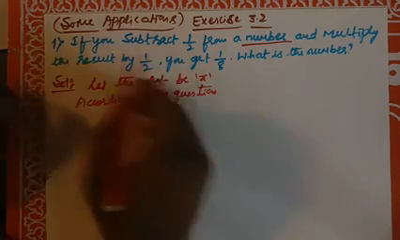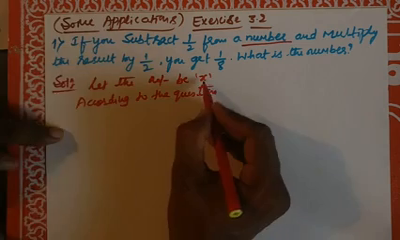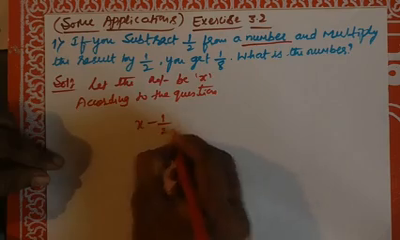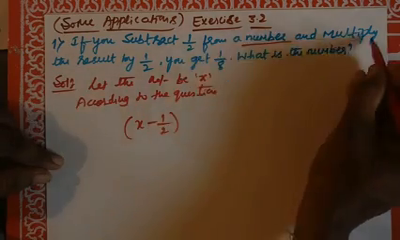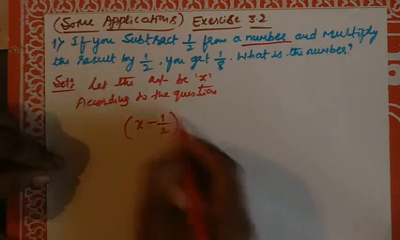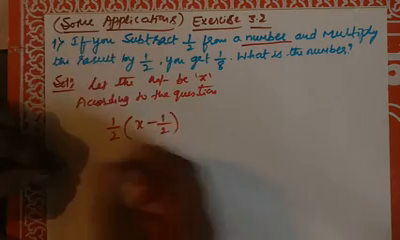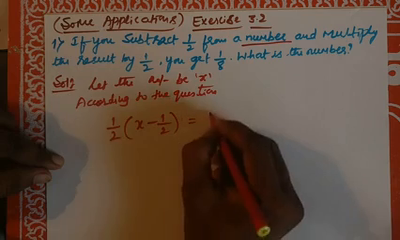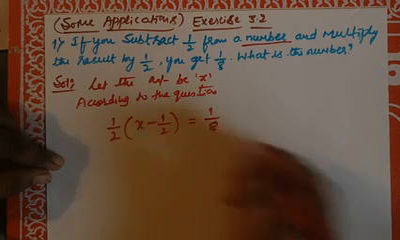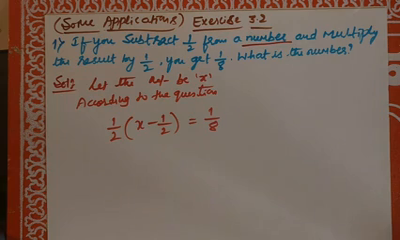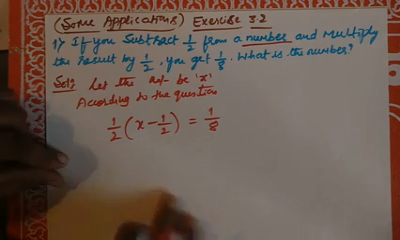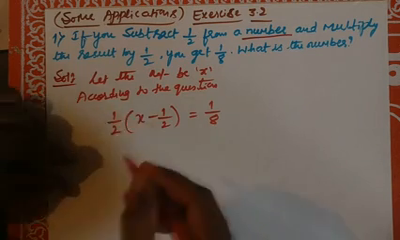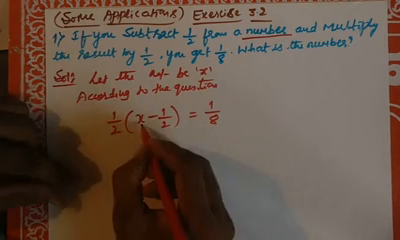if you subtract half from a number, what is the number? x. I subtract half from a number and multiply the result by 1 by 2, you get 1 by 8. This is very important, how to write this statement. It can be written as x minus 1 by 2.